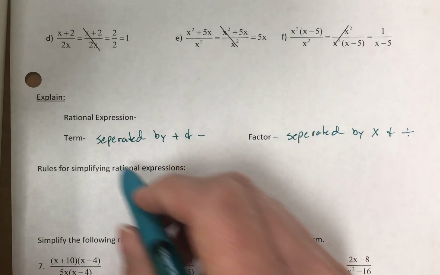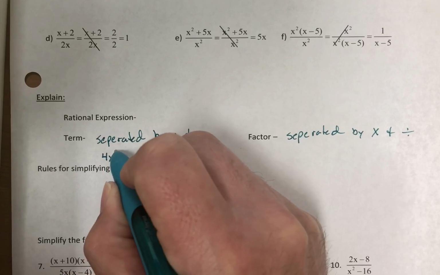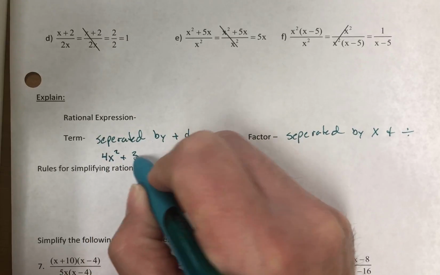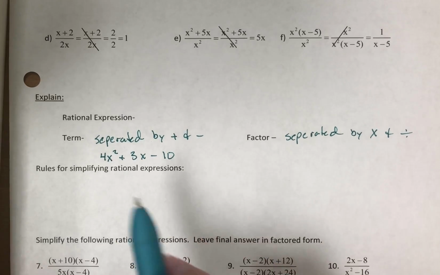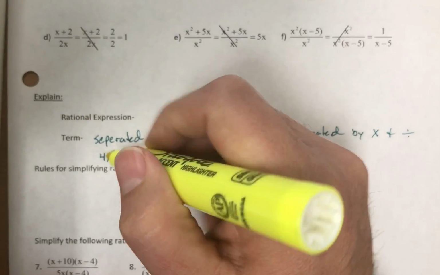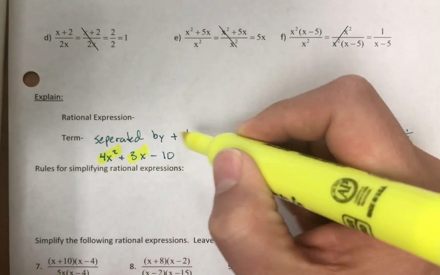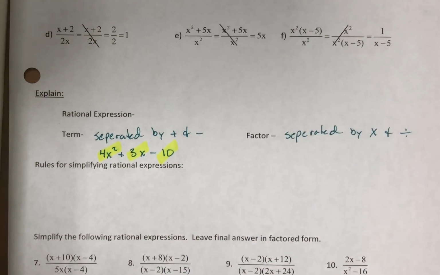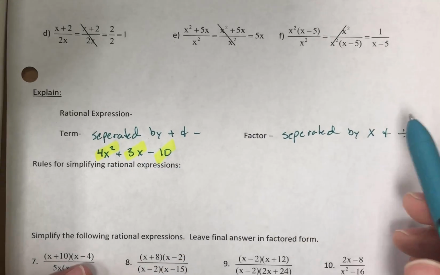Okay, so here are some examples. If I have the expression 4x squared plus 3x minus 10, I have 3 terms here separated by the plus and the minus. So here's a term, there's a term, and there's a term. So I have 3 terms in that example separated by plus or minus signs.